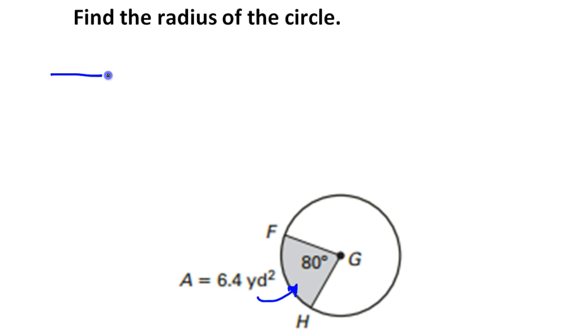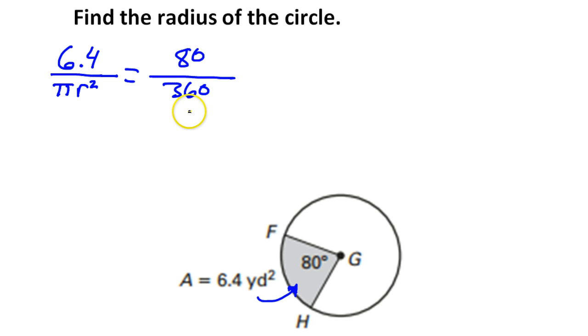So when we do our part over whole equals part over whole, we're going to have 80 over 360. Now this is the partial area, so I'll put that 6.4 in the top. The total area is pi r squared. I could have put x here or something, but maybe I won't do it that way. I don't want to confuse you guys.